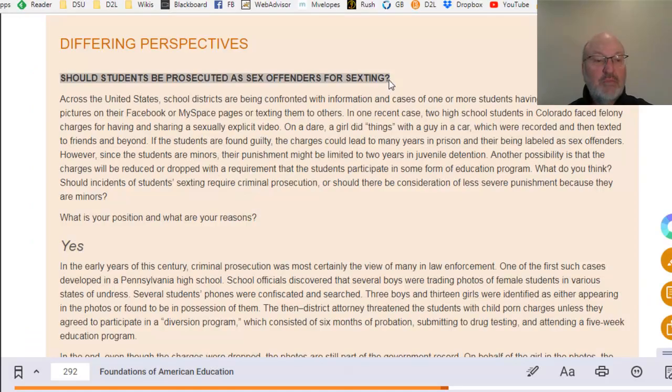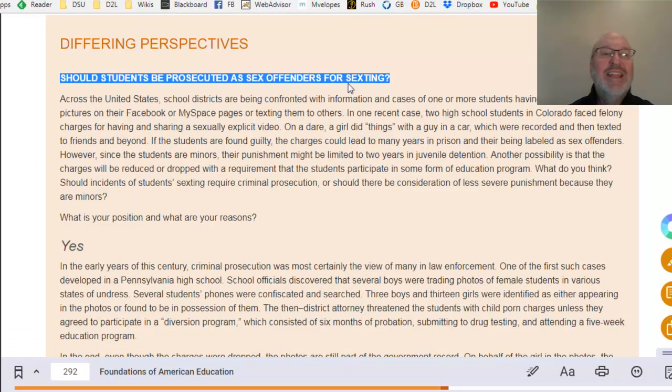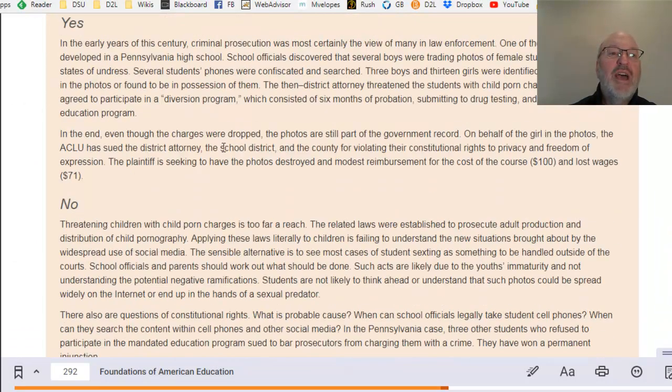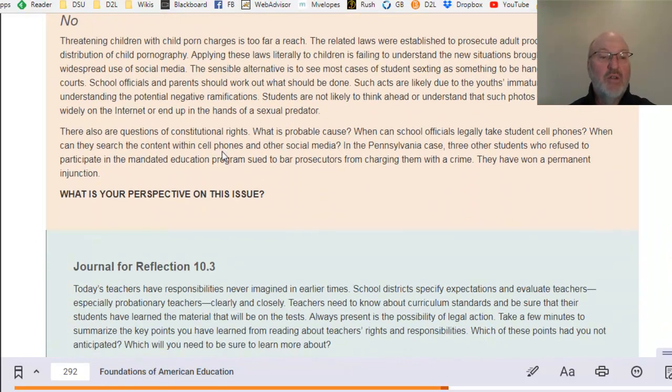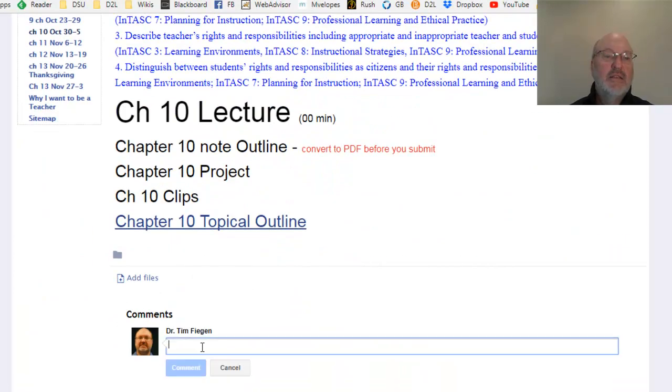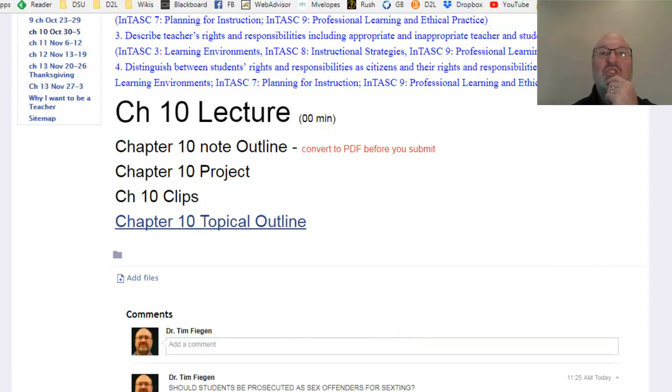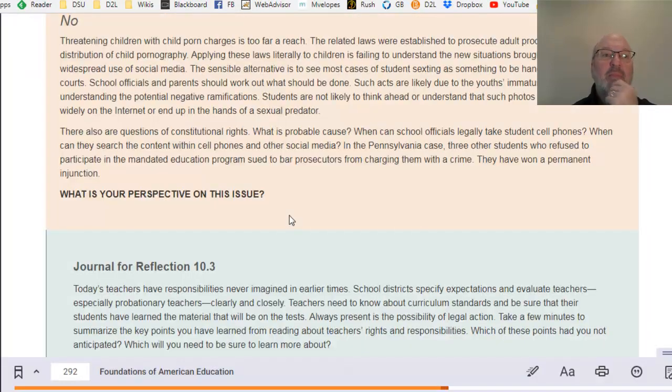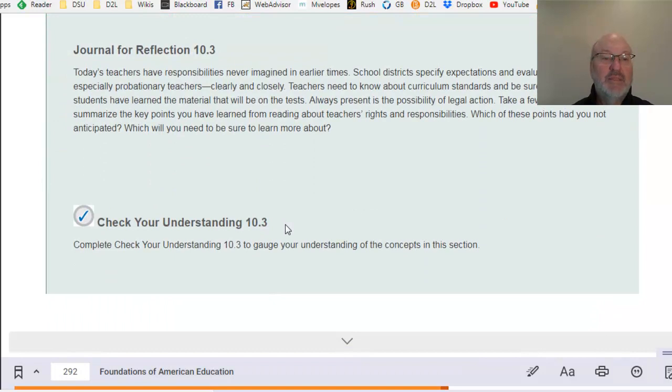As usual, I'm going to ask you not to respond until you've read the opinions of both of these folks. Okay, and so let me see if I can find this. Here it is. Should students be prosecuted as sex offenders for sexting? Students, not adults, students. Okay, that's what you get there.